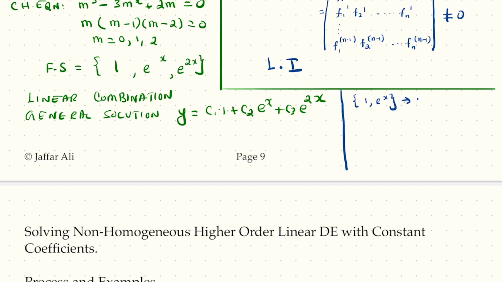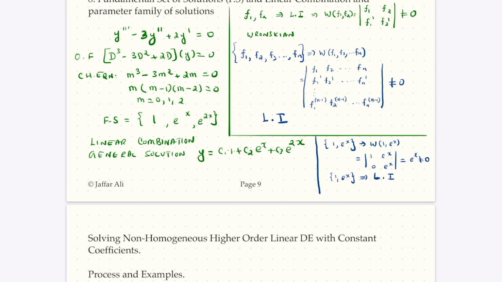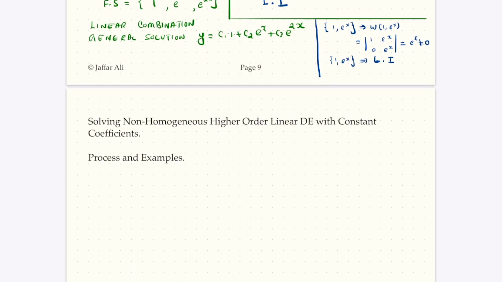If I try to find the Wronskian, ladies and gentlemen, of 1 comma e to the x, which is going to be 1, e to the x, 0 and e to the x. Those are the derivatives. And if I do the determinant, you would see that this is going to be e to the x. You know that e to the x can never become 0 no matter what the x is, right? So therefore we can say this set, 1 comma e to the x, is a linearly independent set. If you apply this to any of the sets we talked about earlier, the determinant of those Wronskians is also going to be non-zero.